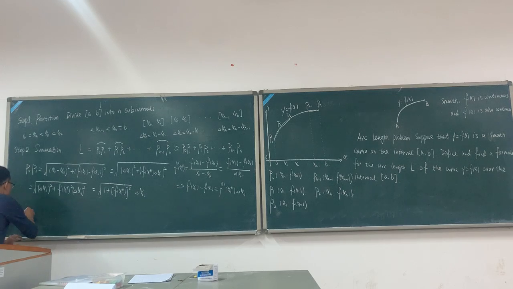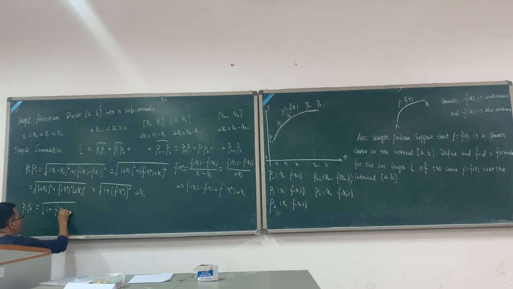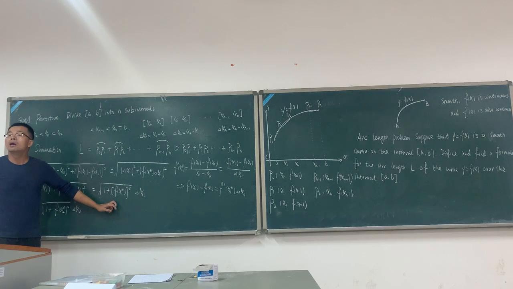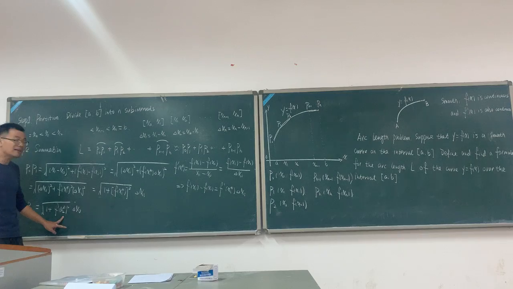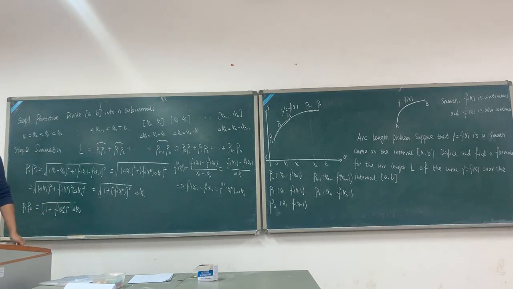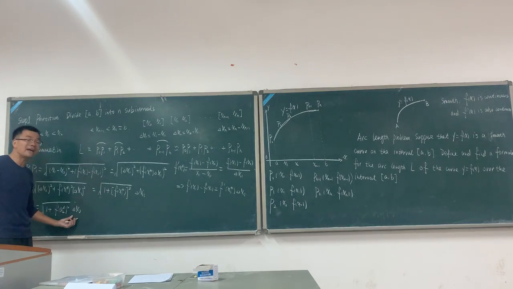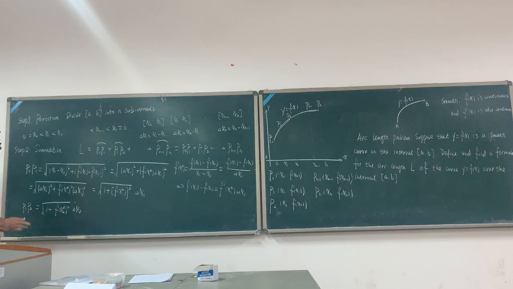What's P1 P2? The length of the line segment P1 P2 equals what? The square root of 1 plus f'(x2*) squared times delta x2, yeah? The same formula. Change x1* to x2*, where x2* belongs to the second subinterval, okay? And change delta x1 to delta x2. Yes. So now go on.